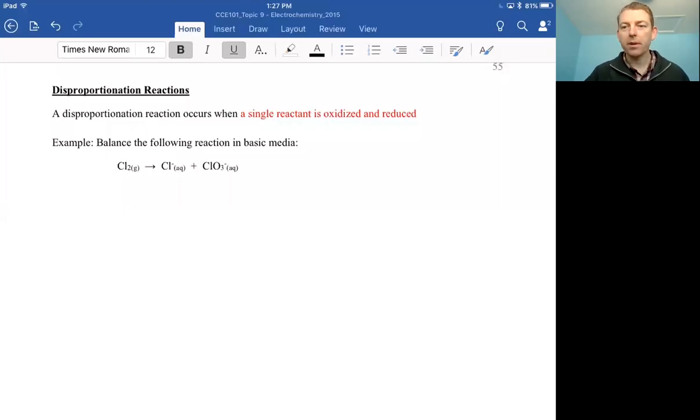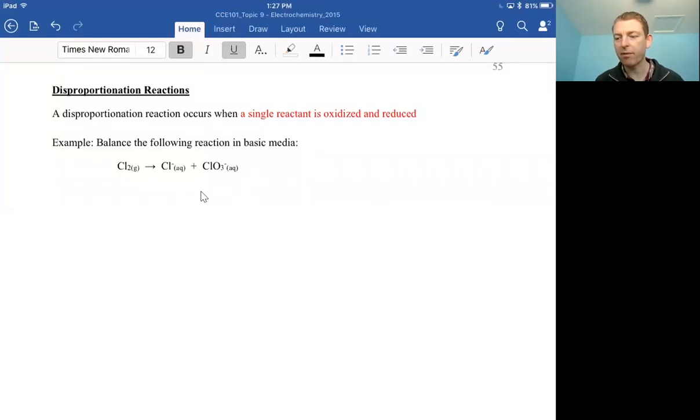Okay, welcome back to part three. Now we're going to apply the same rules as we had before for balancing redox reactions to what we'll call a disproportionation reaction, where we're going to have a single reactant that's both oxidized and reduced. In the example that we have on the sheet, this is chlorine going to a chloride as well as a chlorate.